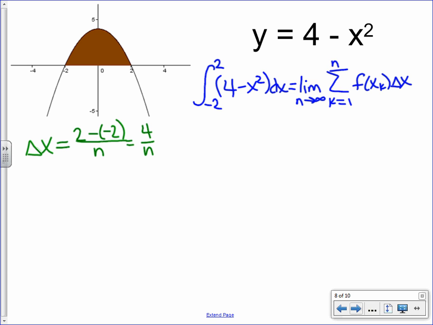Now we need x of k. This x of k is going to give us what we actually need to plug in for each height instead of having to write them all out, right? So we start with a, which is -2, and then we have to add our thickness over and over and over, k times delta x. So our change in x times k.